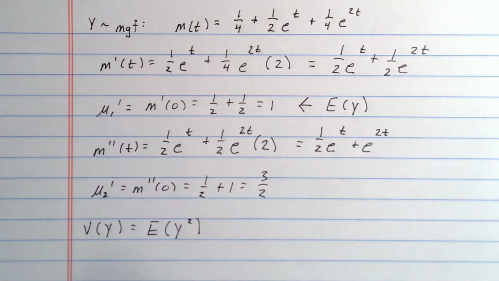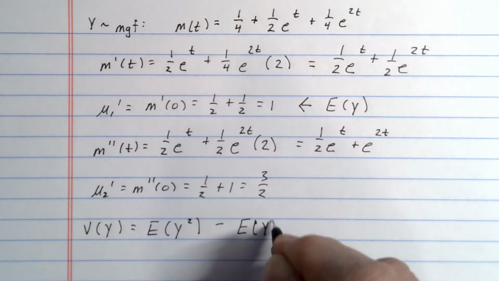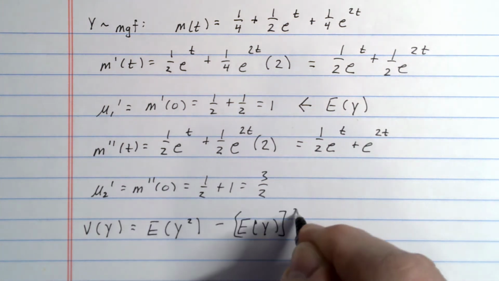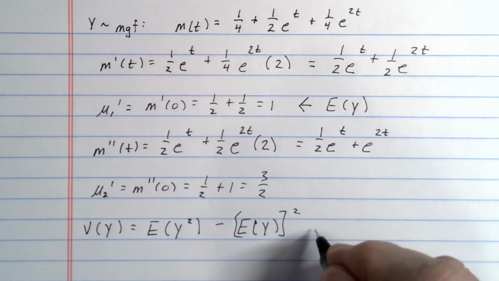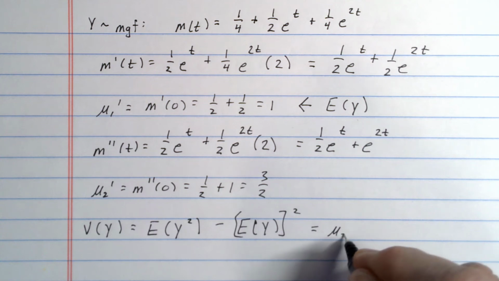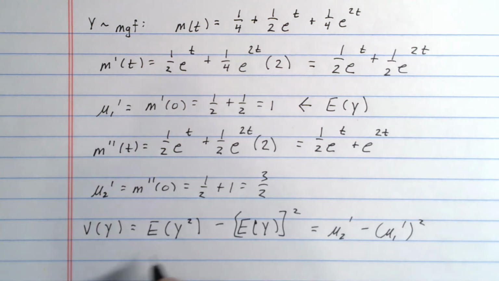The variance of y is the expected value of y squared minus the expected value of y quantity squared. And if we write that in terms of moments, that means that we have mu2 prime minus mu1 prime squared. And that's going to give us 3/2 minus 1 squared. Looks like we get 1/2 as the variance.